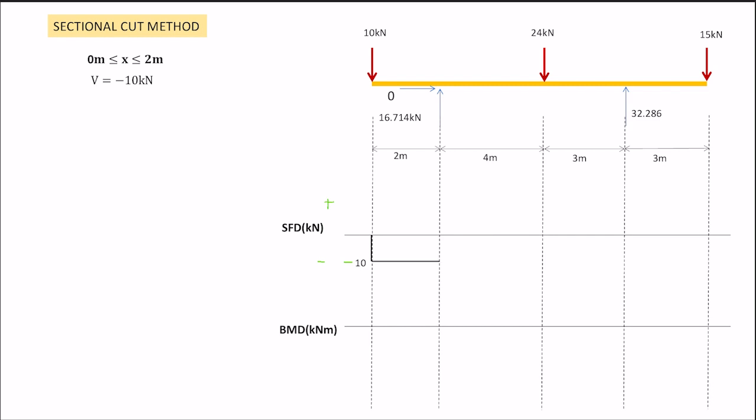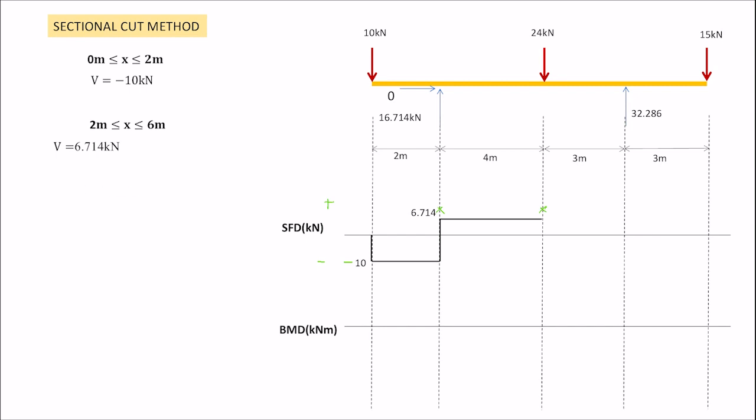After that, for the next 2 meter, it is indeed 2 meters long, so just draw the line. Next boundary, X must be bigger or equal to 2 meter and less or equal to 6 meter. We get the V is 6.714. Meaning it sits above, the positive value is on top. So along the 2 meters from here to here, it goes in a straight line.